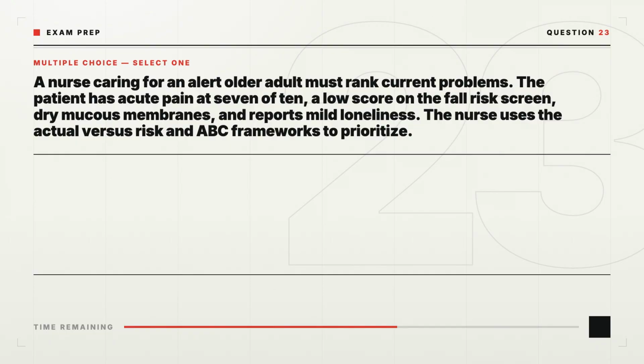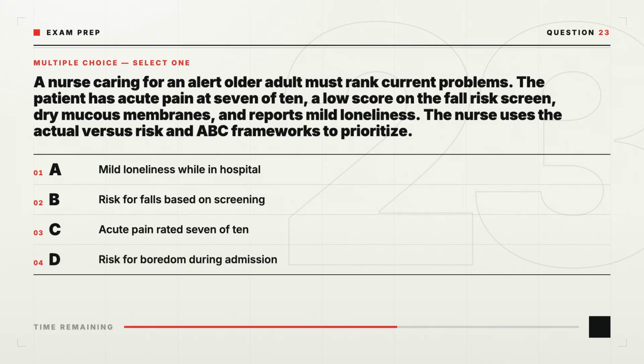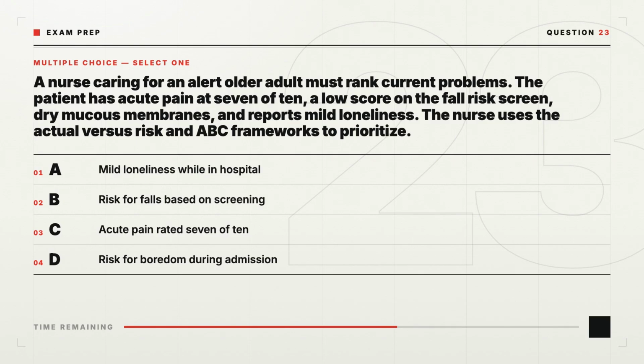Your options are A. Mild loneliness while in hospital, B. Risk for falls based on screening, C. Acute pain rated 7 of 10, D. Risk for boredom during admission. Don't overthink it. Which one feels right?